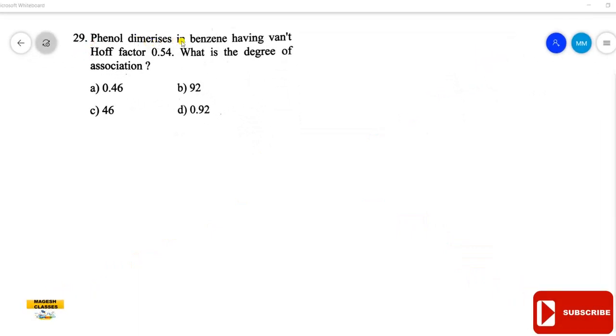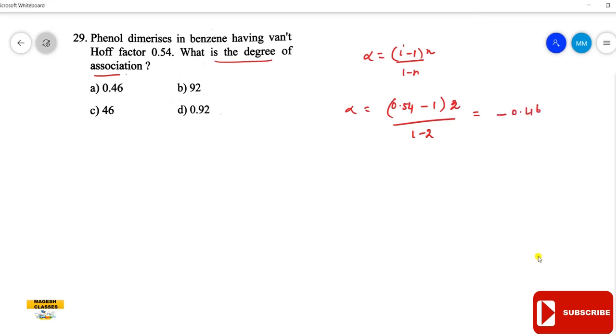Question number 29. Phenol dimerizes in benzene having Van't Hoff factor 0.54. What is the degree of association? If the electrolytes are associated, the degree of association is given by the formula alpha is equal to i minus 1 divided by 1 over n minus 1. So this is the formula. Here what is the degree of association? So alpha is equal to i minus 1. What is i? The Van't Hoff factor is 0.54 minus 1, and the number of particles: phenol dimerizes, so n is 2, divided by 1 over 2 minus 1. So this is equal to minus 0.46 into 2 divided by minus 1. This is equal to 0.92. Your answer is D.